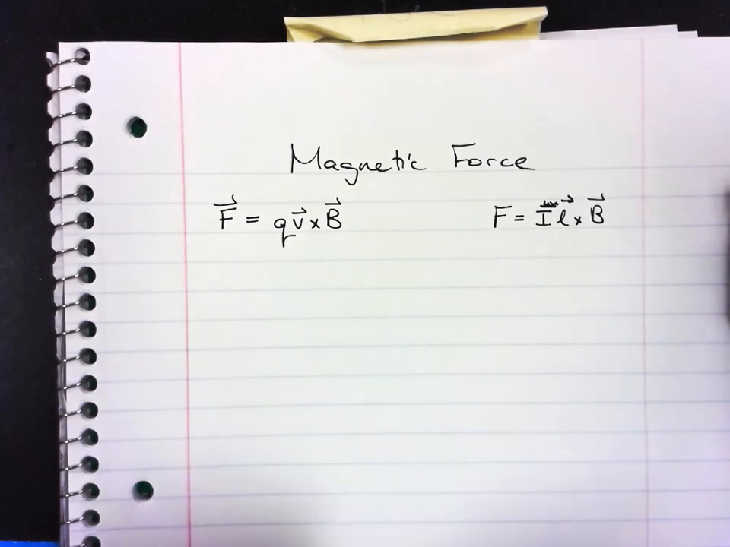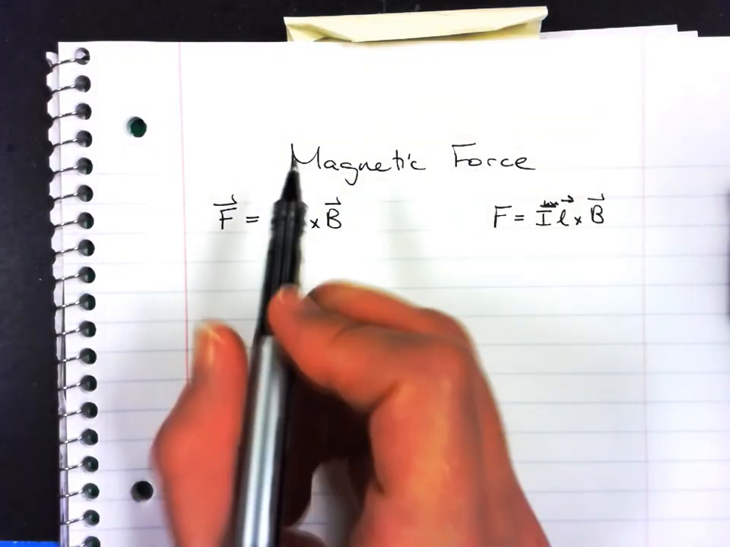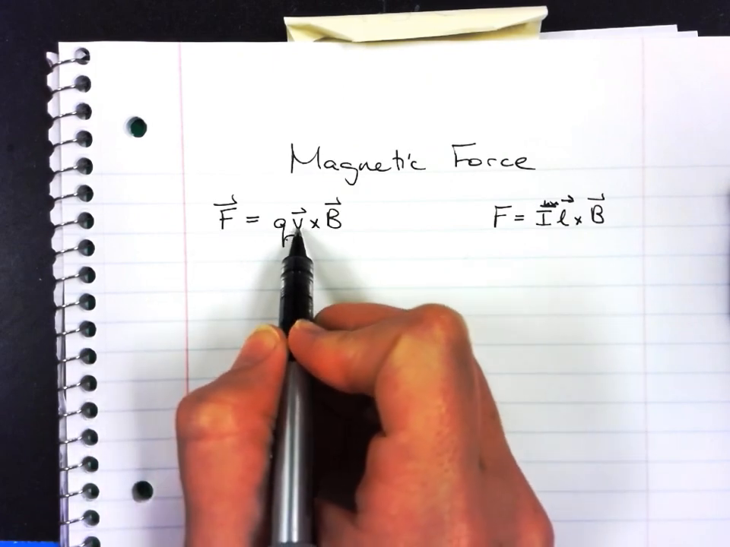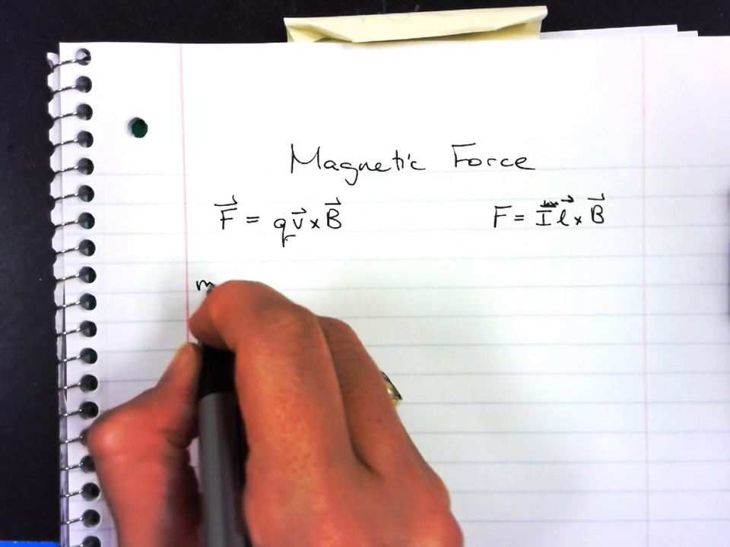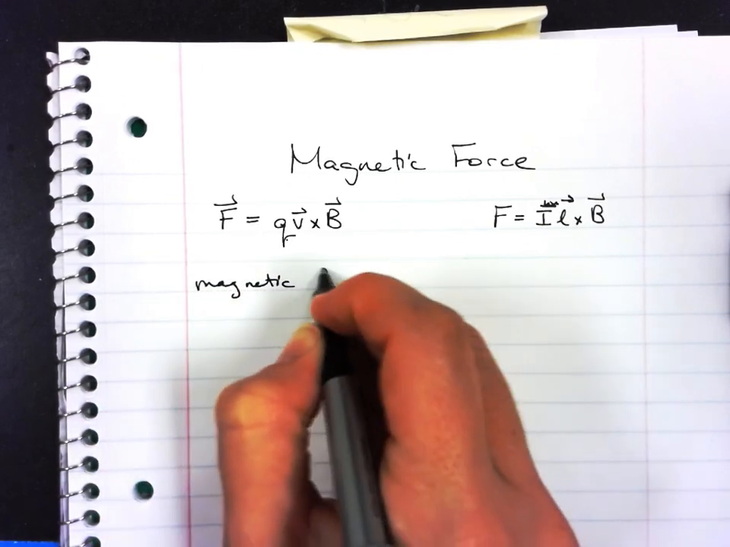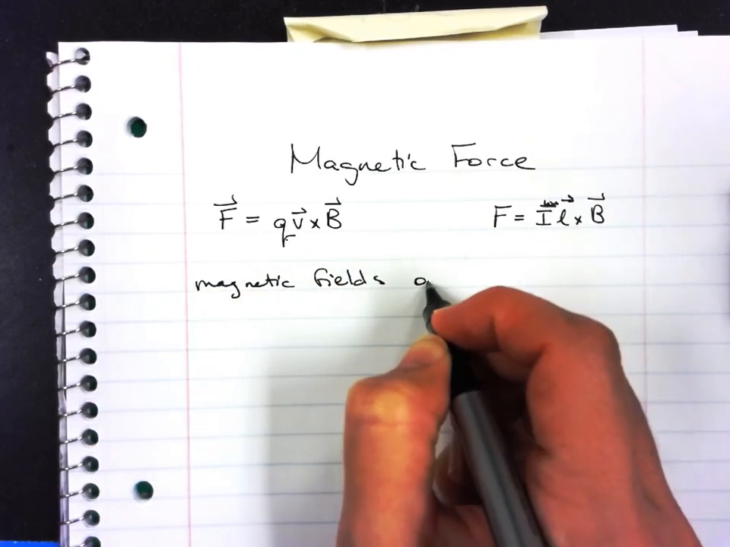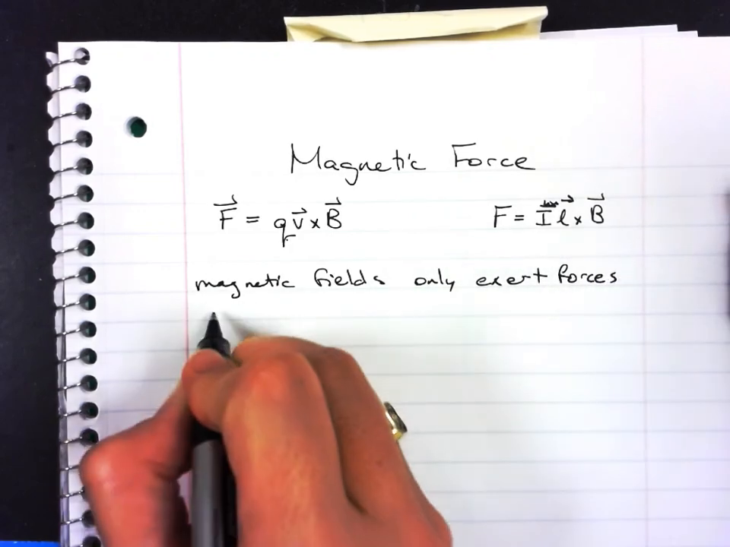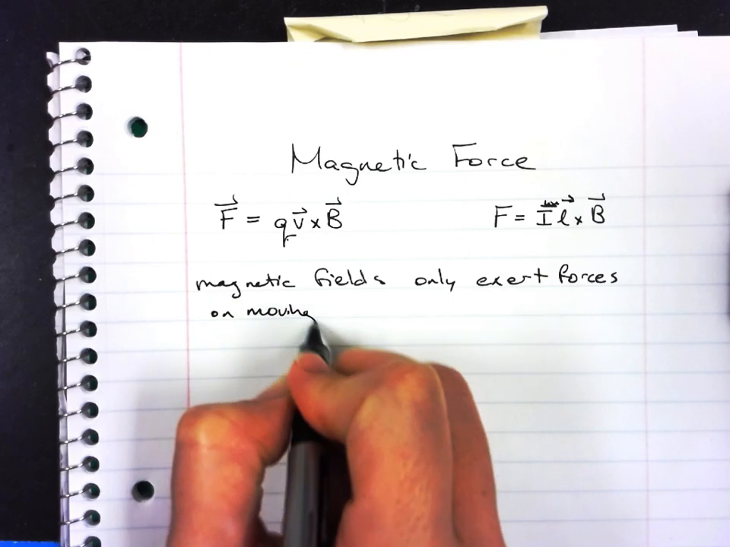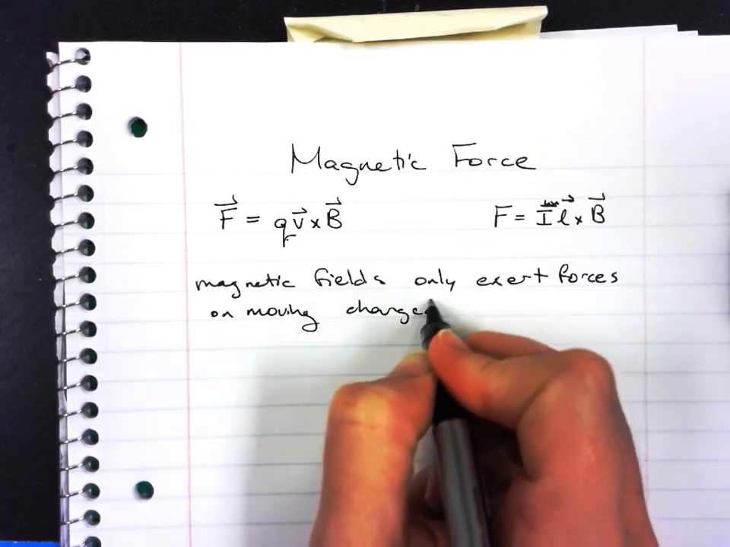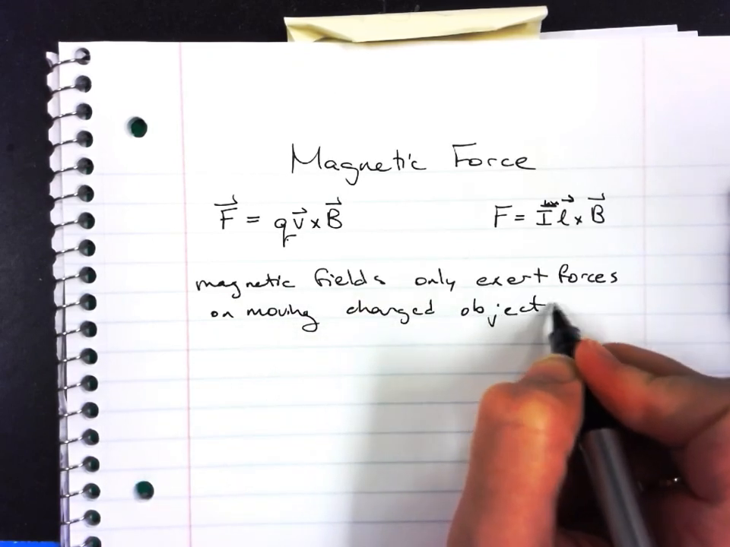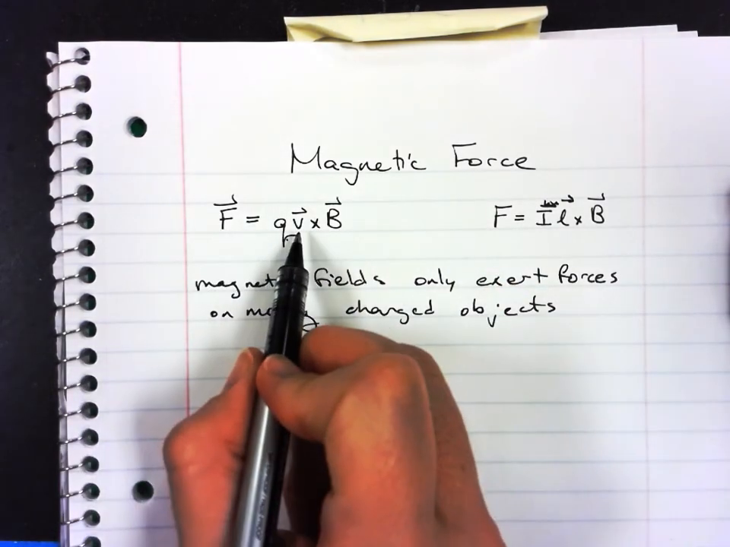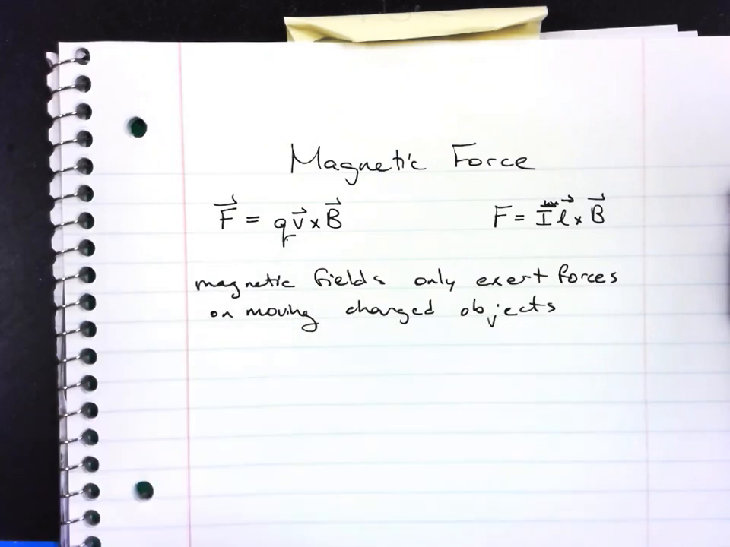First of all, notice that this force says we've got a charge and it's got some velocity. Magnetic fields only exert forces on moving charged objects. Only. If it's not charged, there's no magnetic force. If it's not moving, even if it is charged, there's no magnetic force.